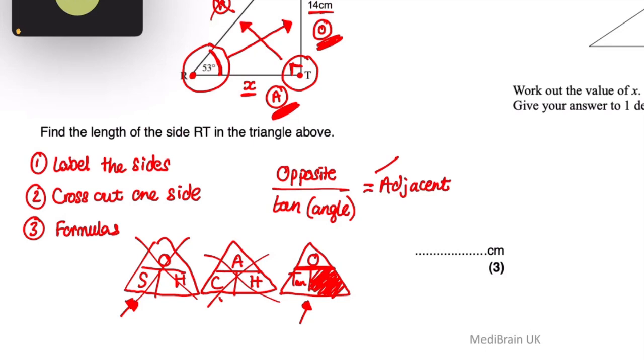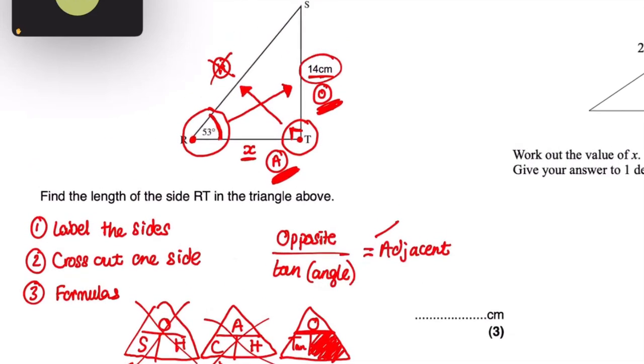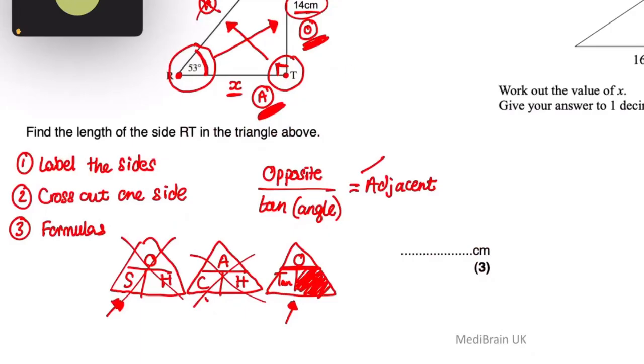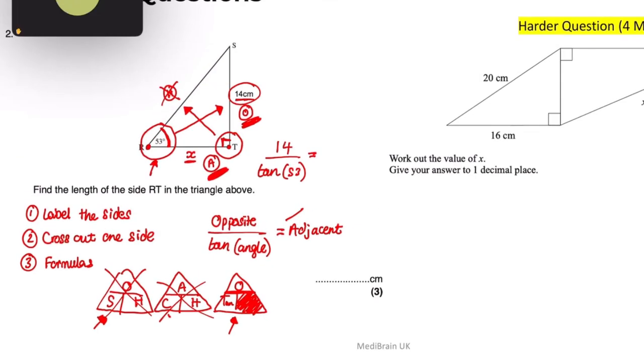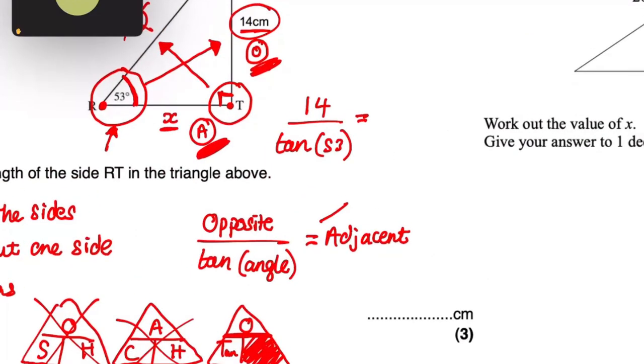Okay, so the opposite is 14, as you can see from there. So it's going to be 14 divided by tan of the angle. The angle is over here, which is 53 degrees. So it's going to be 53, and that's equal to x. X is the adjacent. So x is the adjacent, therefore that's what it's going to be equal to.